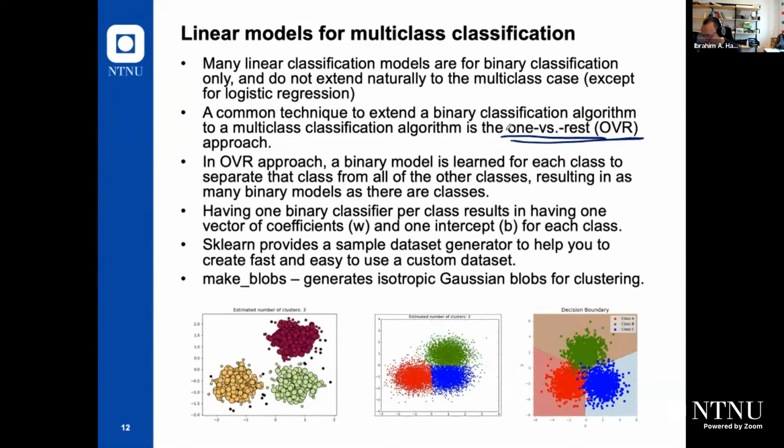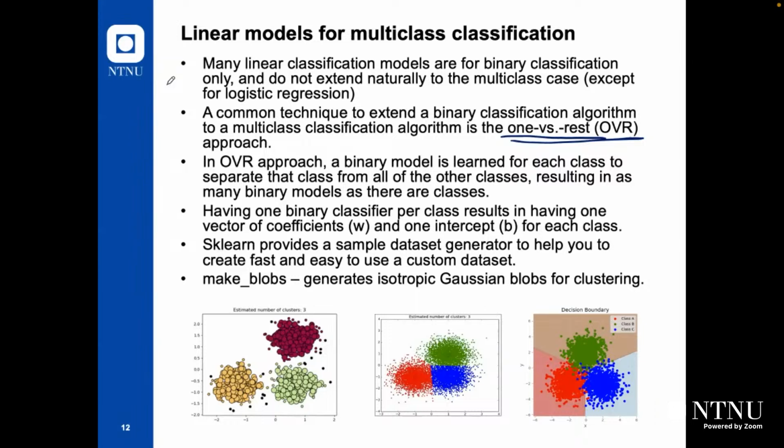OVR. In this OVR approach, a binary model is learned for each class to separate that class from all other classes. So we will try to get a model to separate each class from the rest of the dataset, or the rest of the other classes, resulting in as many binary models as there are classes, having one binary classifier per class. So at the end, we will get one binary classifier for each class.